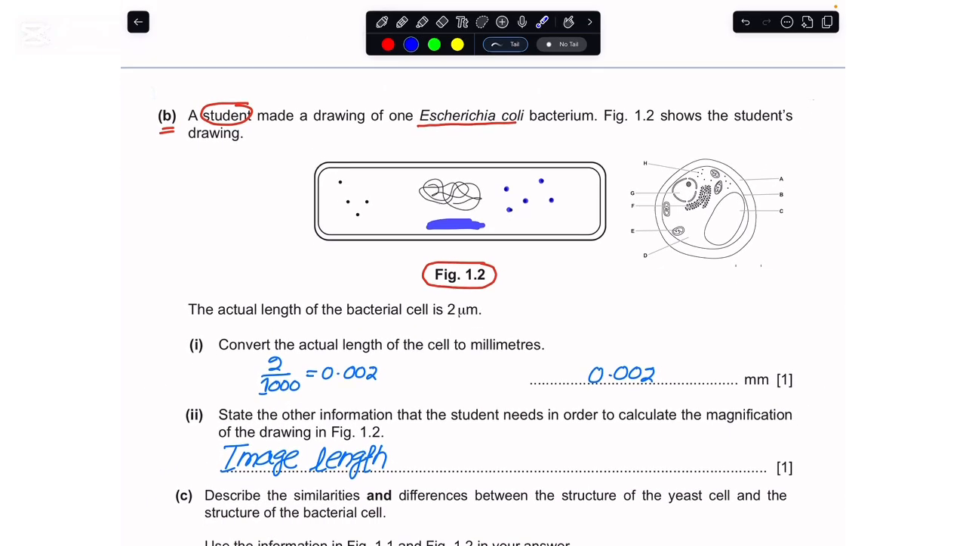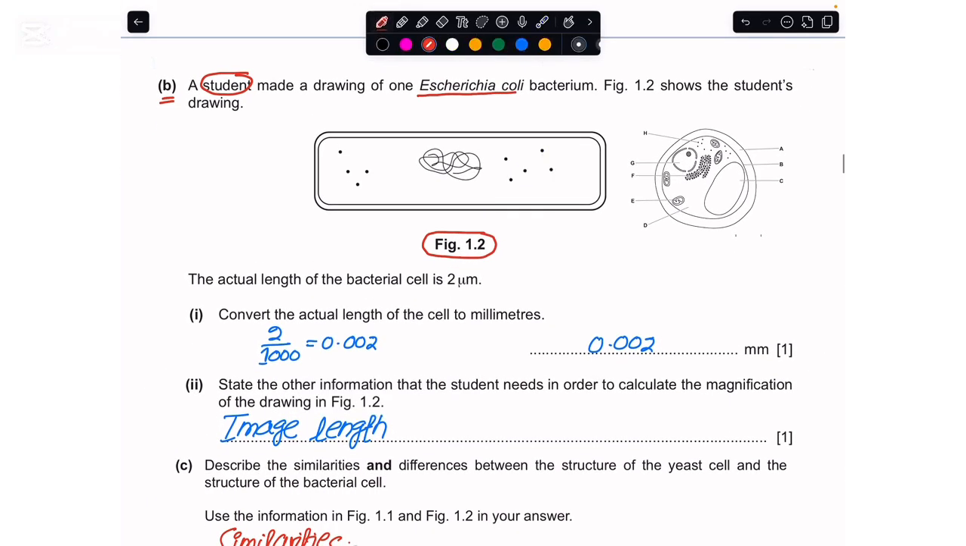Now, moving further, they say that the actual length of the bacterial cell is 2 micrometer. The examiner wants you to convert this actual length of the cell to millimeter. And I have said maybe earlier that 1 millimeter is equivalent to 1000 micrometer. So if I want to go from micrometer to millimeter, this value of 2 I am required to divide by 1000, and this would give me an answer of 0.002 millimeter.